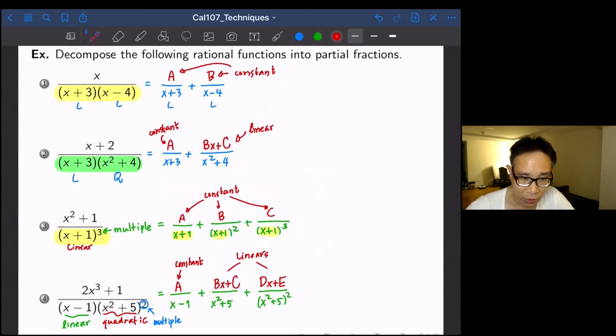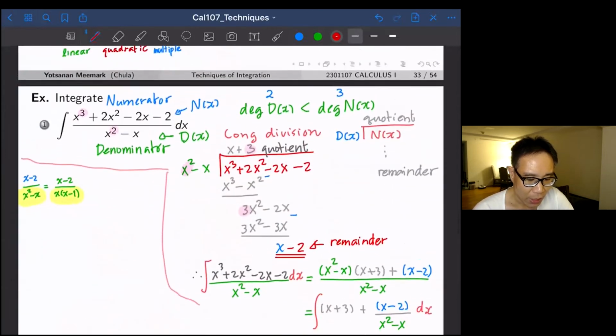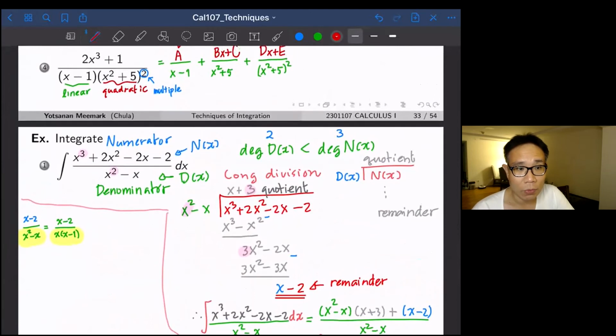This one is just the decomposition. The next thing is you have to solve for A, B, C. Okay, so you're going to solve for the constants. I'm going to do 4 examples after this, where I'm going to perform the partial fraction decomposition with you.